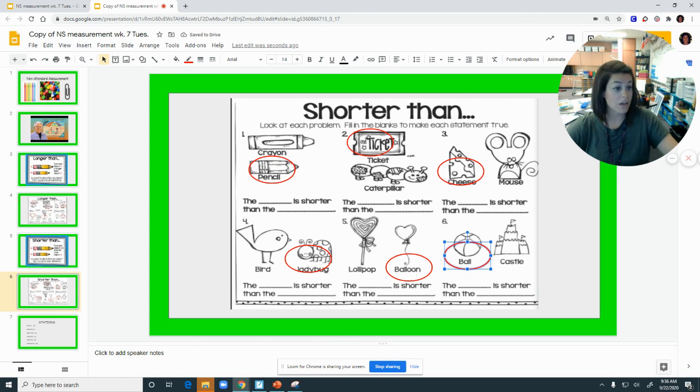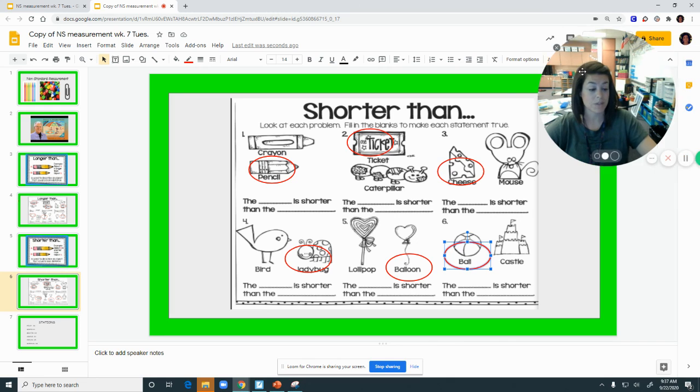So these are just other ways for us to describe the length of something, the distance that they're taking up. And you guys are going to be practicing the same way in your Schoology assignment. So let's get started.